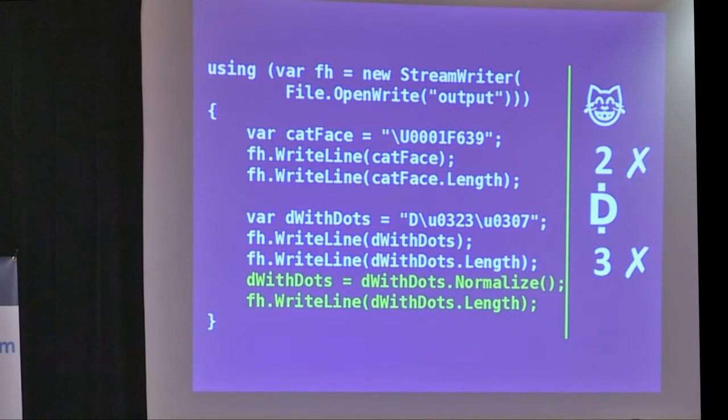Let's try another one. You can kind of get things a little bit better. You can normalize the string. And Unicode has some paths for being able to normalize these strings to put them in a form that makes it better. So if we normalize it and then ask how big D with dots is, it comes back with 2. Still wrong.